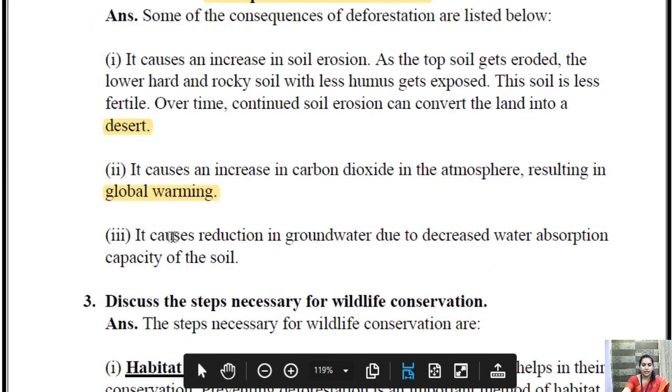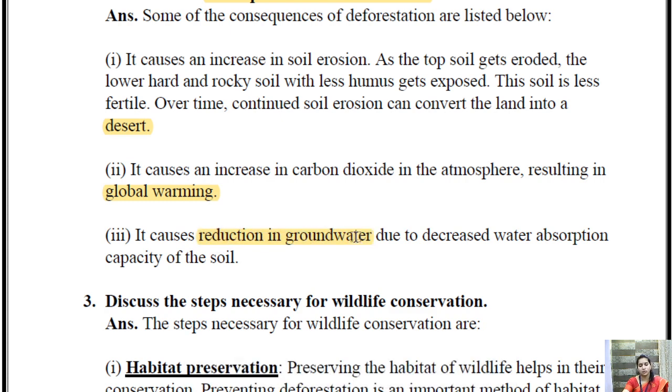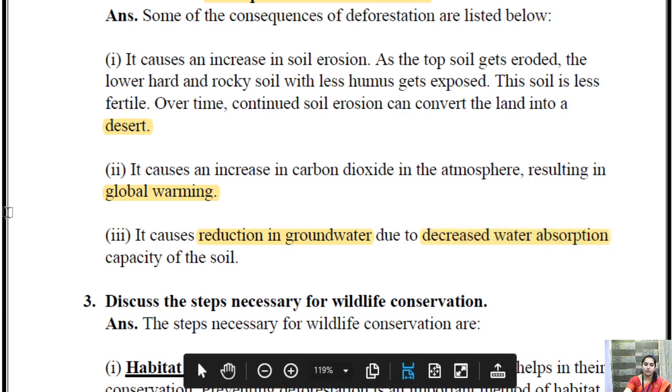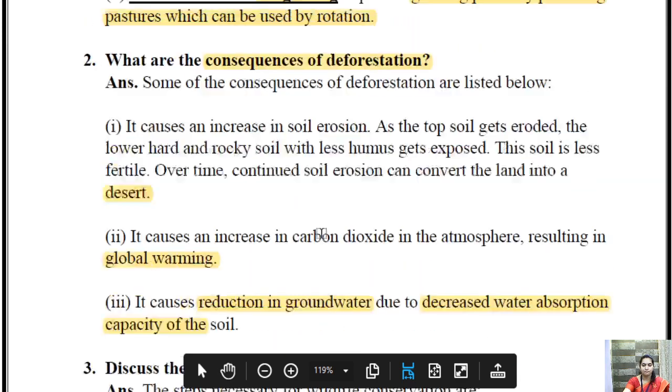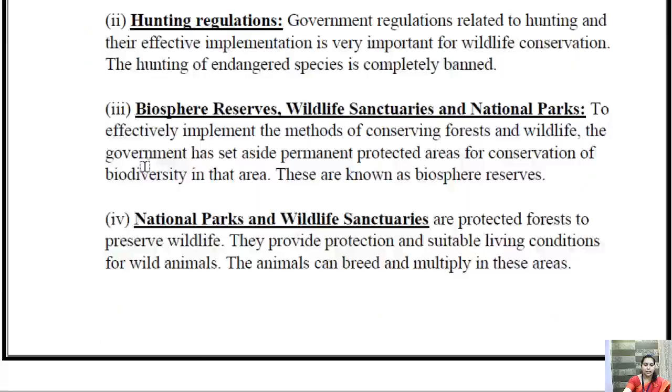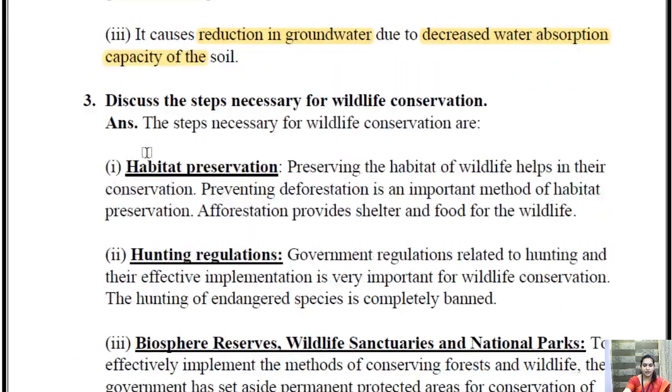Okay. Next we have it causes reduction in groundwater. Why does it cause reduction in groundwater? This also we have discussed above in the previous short answer question type 2. Because of the decrease in water absorption capacity of soil. Okay. So this also we have discussed. Now question 3. This is the last question.